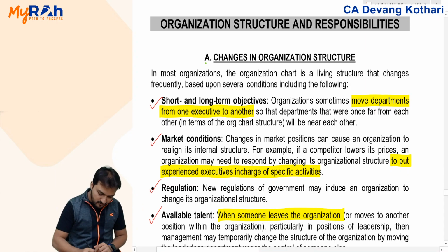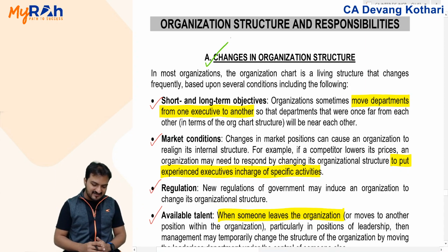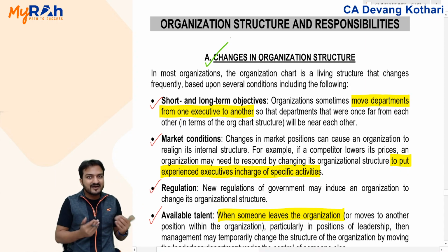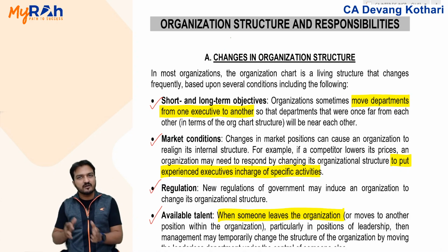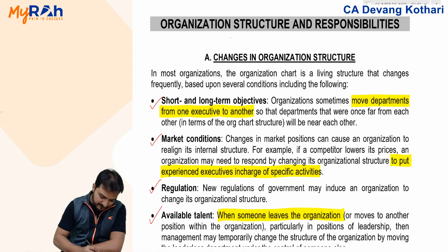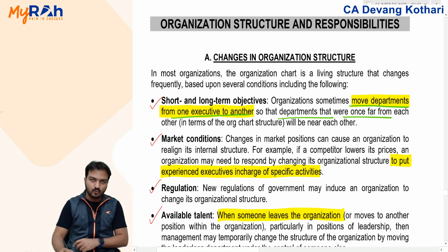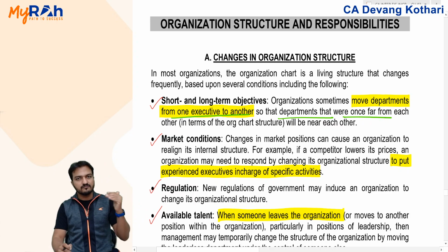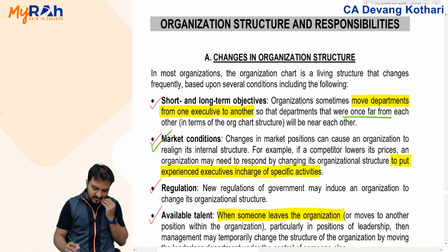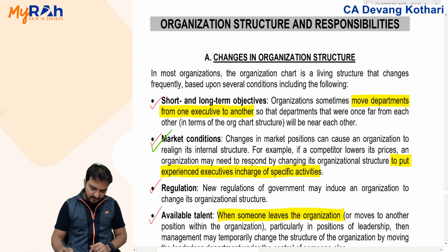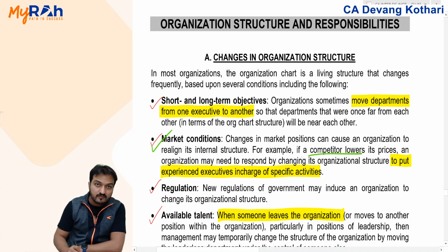And the first thing here, changes in the organization structure. It says what all things might require changes in my organization structure. Say short-term, long-term objectives. Some companies might move departments from one executive to another, so that departments that were once far from each other can become close to each other. Market conditions. Maybe if there is some very tough competition in the market, then a department might be shifted from one employee to another. That is again a change in the structure.